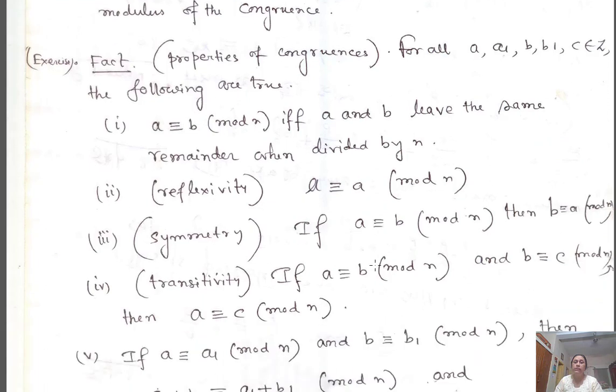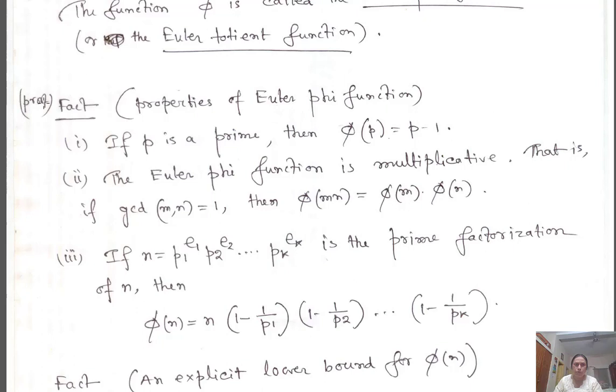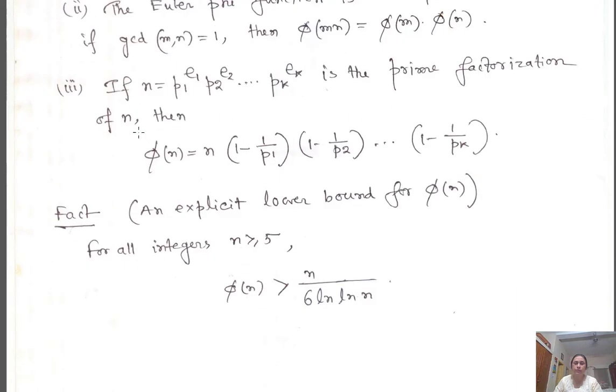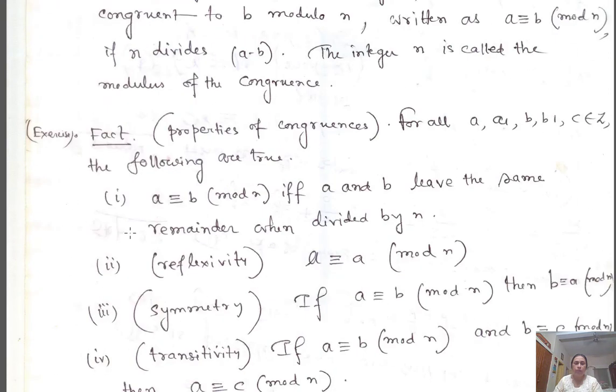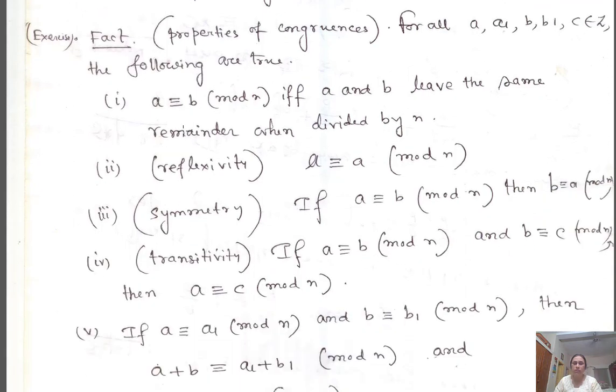Properties of congruences: you can prove all these things, so take these proofs as an exercise. The proofs that we are going to discuss are written here in short. This one I will not prove; you can go through it. These are very trivial things, and if you remember this definition, you can always prove all of them.